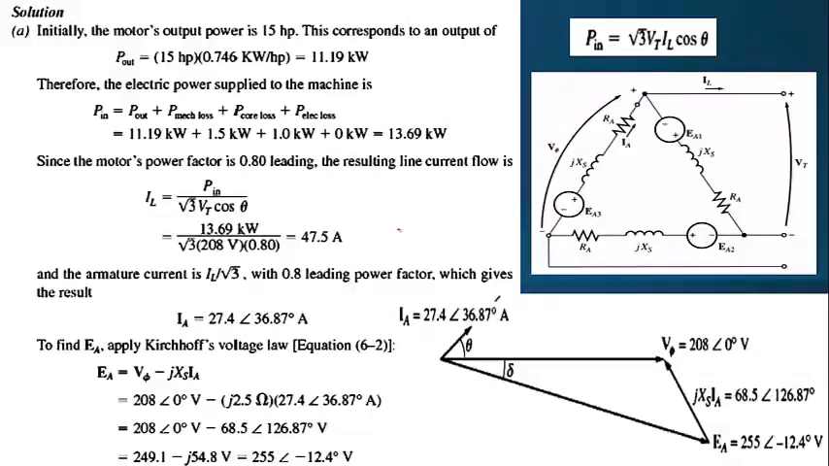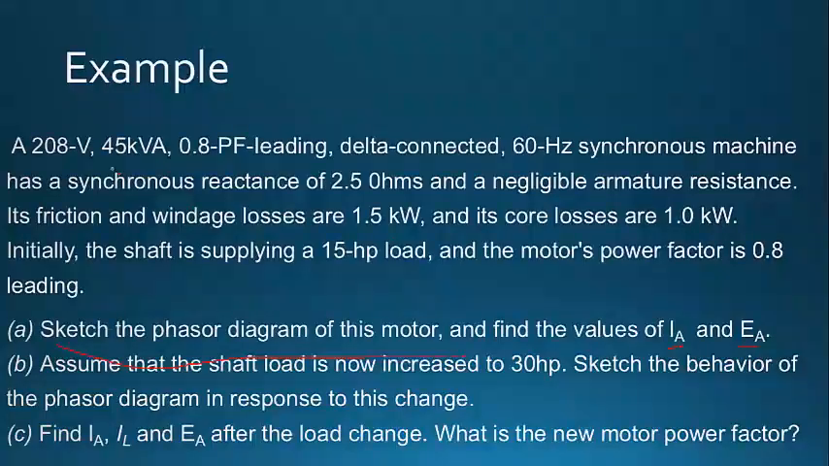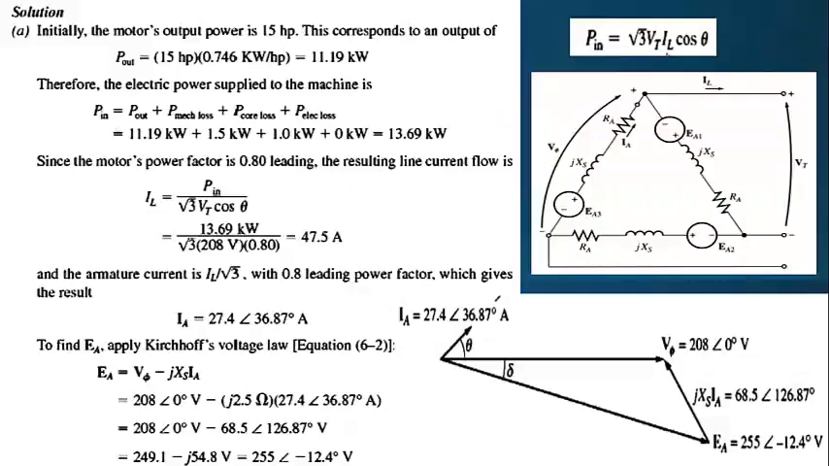All the values that were given in this question were line values. So let's use this particular formula to find the line current. Afterwards, we know how to find the phase current and then go ahead and find EA. We know that the input power is equal to root 3 multiplied by the terminal voltage multiplied by the line current cos theta.